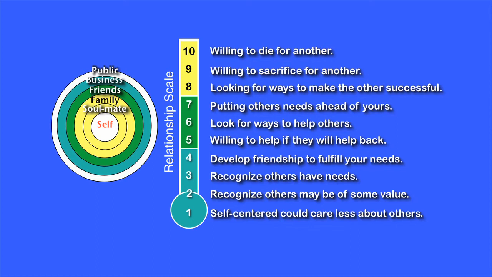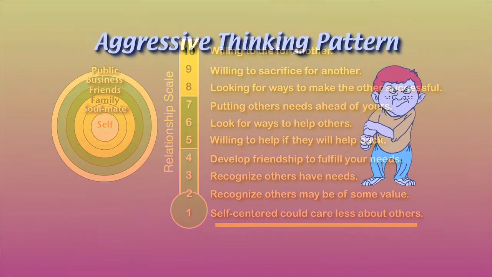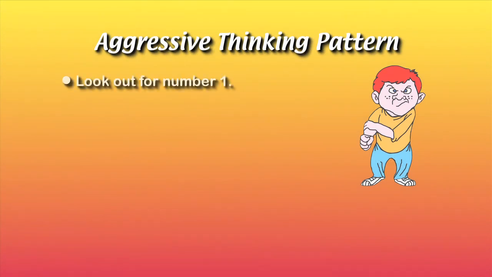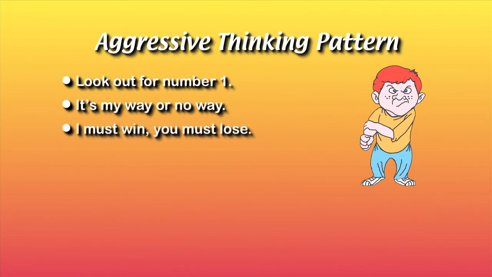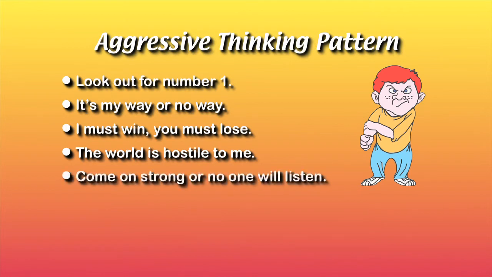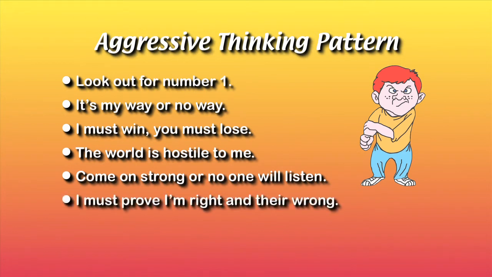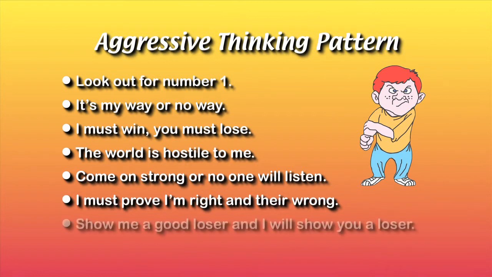Are all of your relationships at 1 because you were taught, "I have to look out for number 1. If I don't, no one else will. It's my way or no way. I must win. You must lose. The world is hostile, and I must be aggressive in order to make it. If I don't come on strong, no one will listen to me. I must prove that I am right and you're wrong. Show me a good loser, and I'll show you a loser."